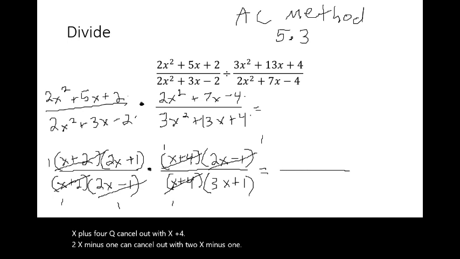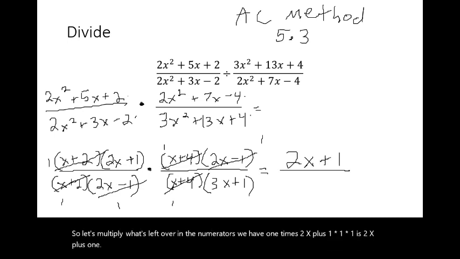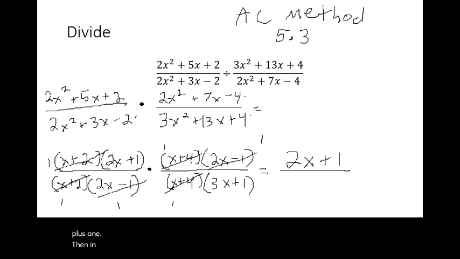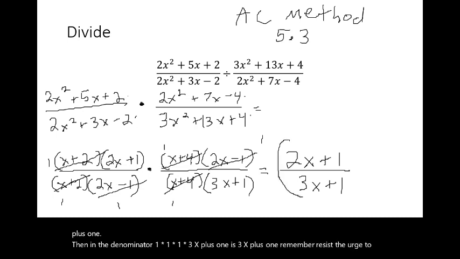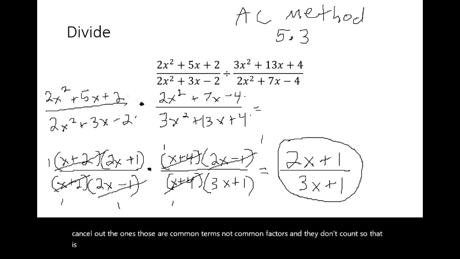So let's multiply what's left over in the numerators. We have 1 times 2x plus 1 times 1 times 1, which is 2x plus 1. Then in the denominator, 1 times 1 times 1 times 3x plus 1 is 3x plus 1. Remember, resist the urge to cancel out the 1s. Those are common terms, not common factors, and they don't count. So that is now your final answer.